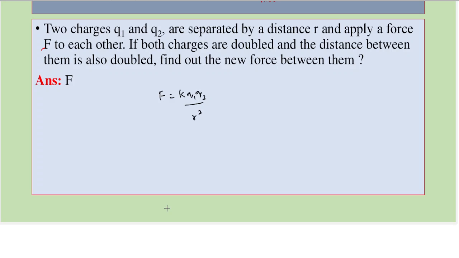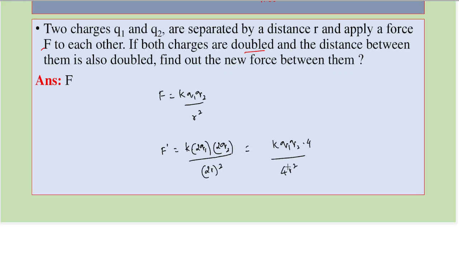Next, the charges are doubled and the distance between them is also doubled. So we should find the new force in terms of the old force. Let that force be F dash, the new force. It is equal to k into the charge, now 2 times Q1 because it's been doubled, into 2Q2, by the distance between them, also doubled, which becomes 2r the whole square. It is equal to k Q1 Q2 into 4, because 2 into 2 is 4, by 4r square.